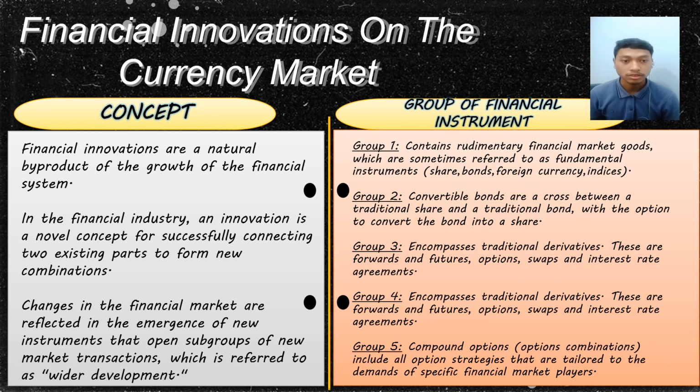Group 3 encompasses traditional derivatives. These are forwards and futures, options, swaps, and interest rate agreements. Group 4, derivatives from derivatives, are included. Futures and swaps are also included in this category of product. Group 5, compound options. Option combinations include all option strategies that are tailored to the demands of specific financial market players.